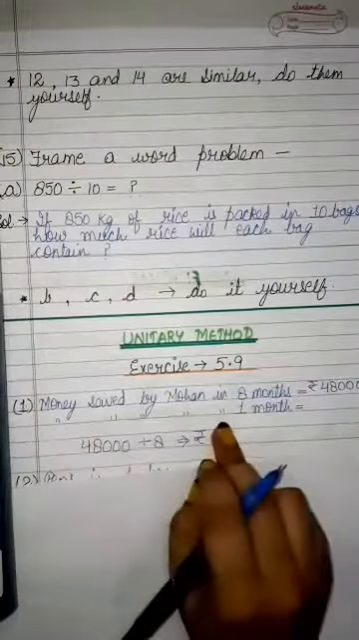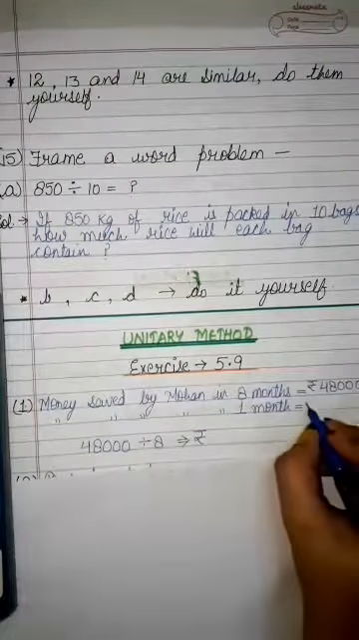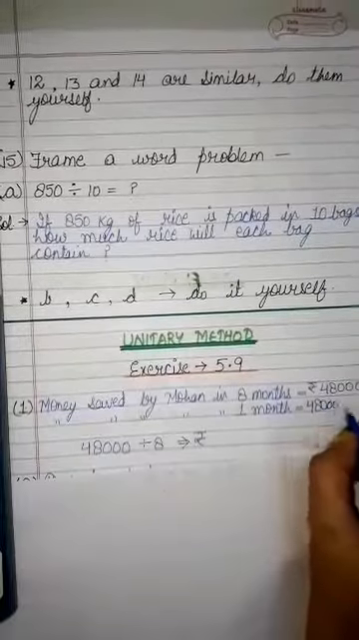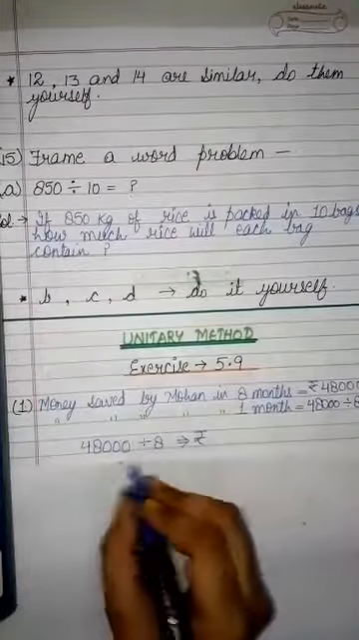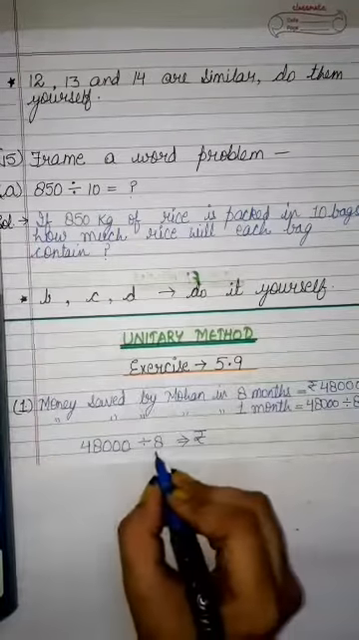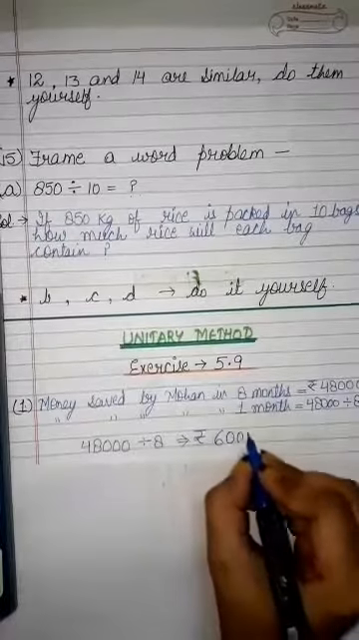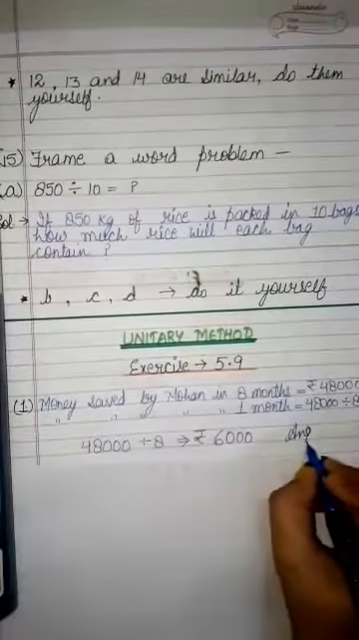You will be writing the whole statement. Don't put commas. So that means for 1 month what we need to do? 48,000 divided by 8. So simply orally you can do without solving it. 8 5s is 40. 8 6s are 48. So 6 and 000. So that means this is our answer.